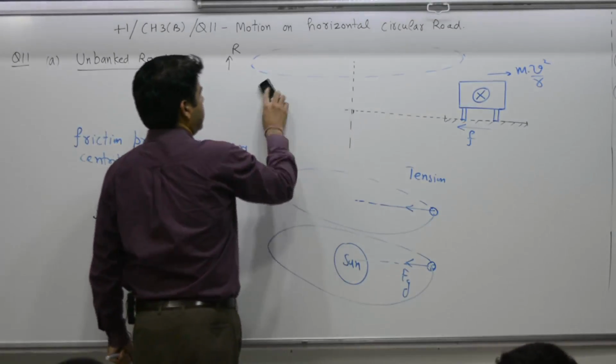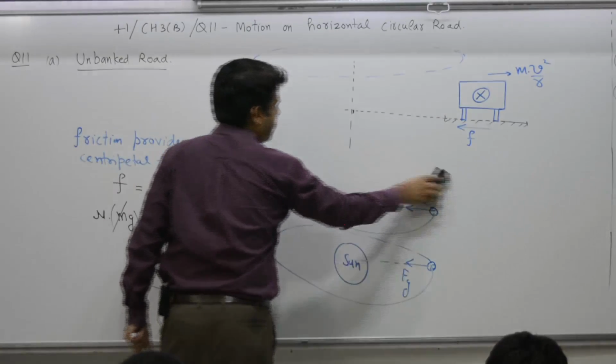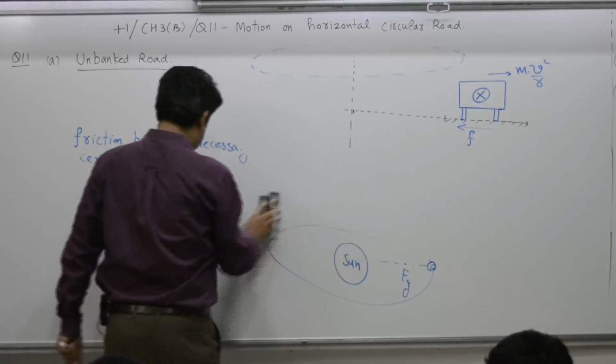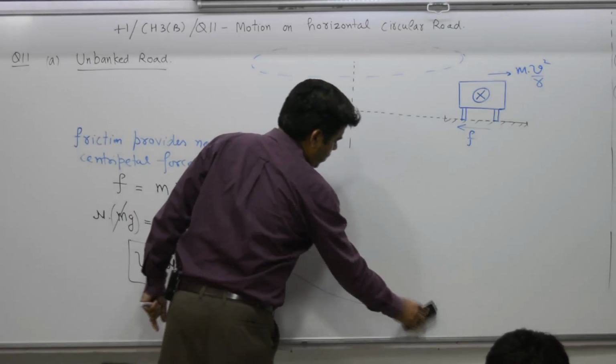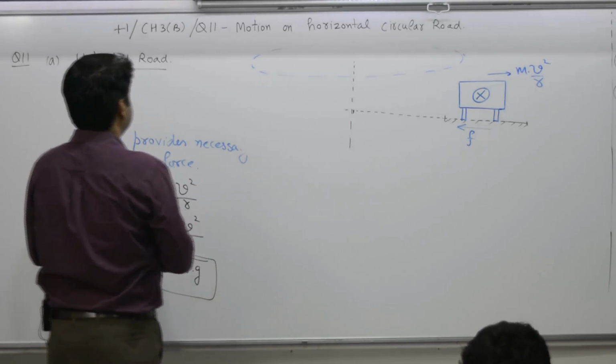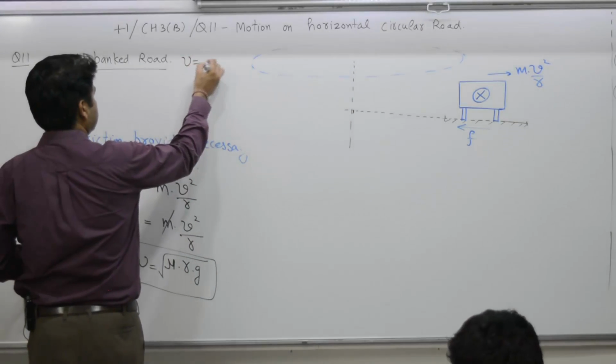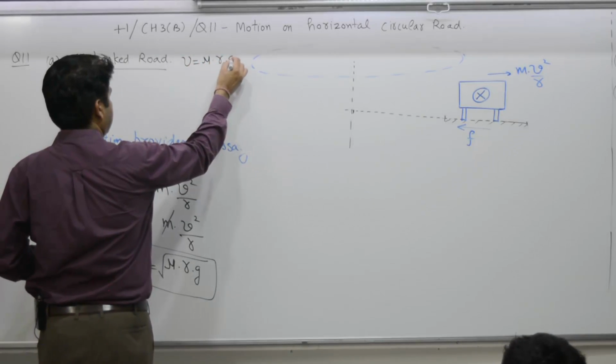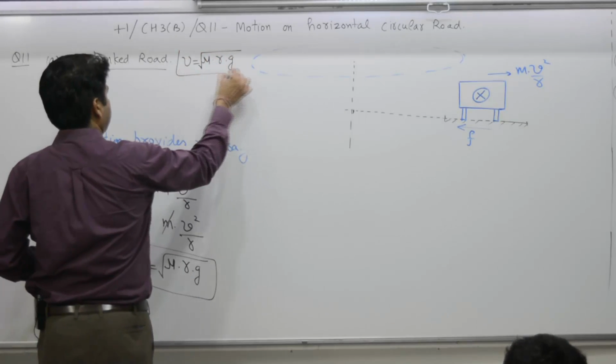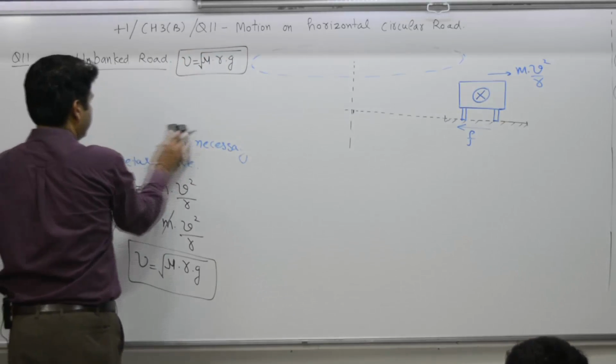So what is the formula? Yes, V is equal to root of mu R G. The formula is V is equal to root of mu R G. Now we take up one numerical.